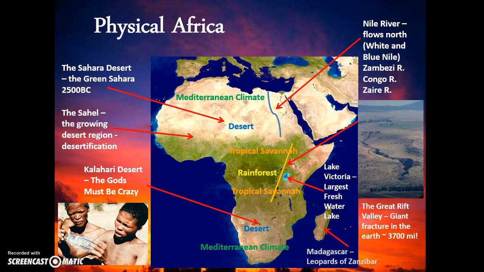Desertification. You also need to be familiar with the Green Sahara, and that's the idea that the Sahara Desert wasn't always a desert region. It was called the Green Sahara because we have found cave paintings and so forth in the middle of the Sahara of herds of animals and population, dating back to 2500 BC.